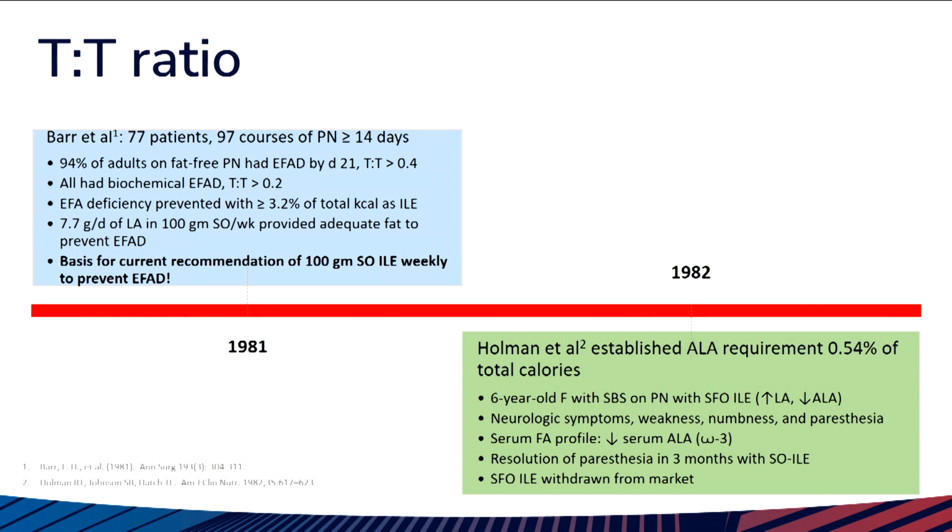And then Holman did some more work, and that's where he established that the ALA requirement is 0.54% of total calories. This was in a child, so those higher requirements that children have came from this Holman study, and that makes sense. Like I said, they have more growth requirements, so they're going to need more than an adult would need.